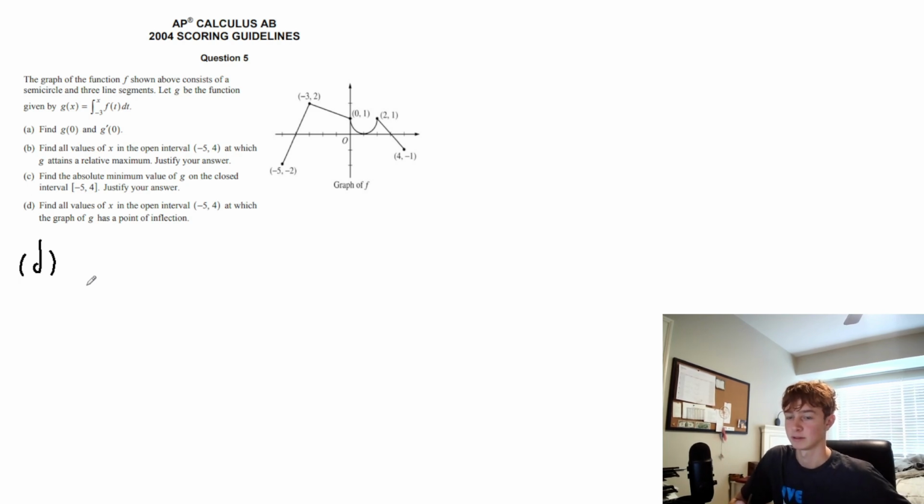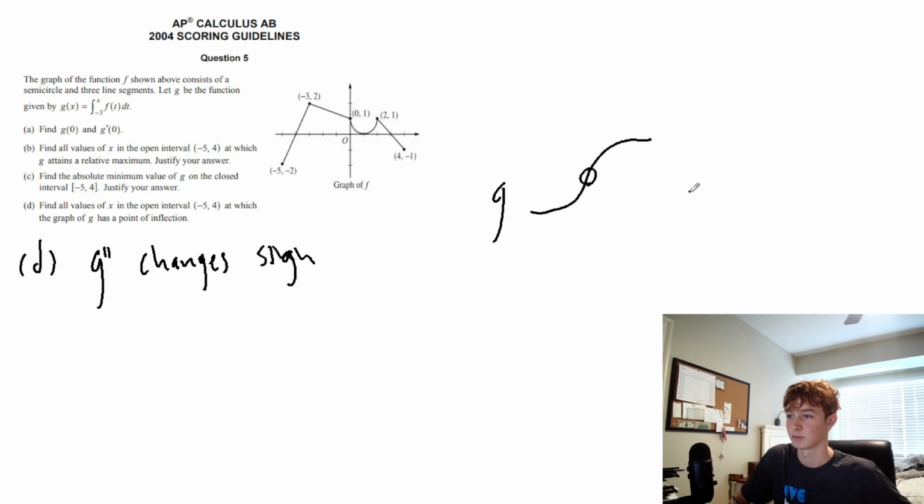So let's think about that for a second. If g has a point of inflection, that means g double prime changes sign. Meaning if this is the graph of g and it changes from concave up to concave down at this point, on the graph of g double prime, it's going to change from positive to negative. So these 2 points are essentially equivalent.